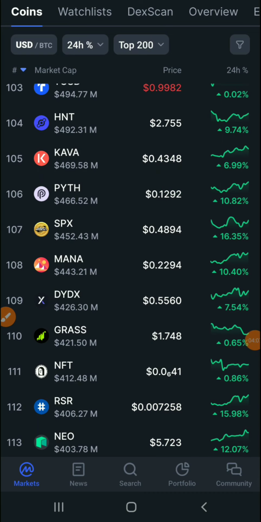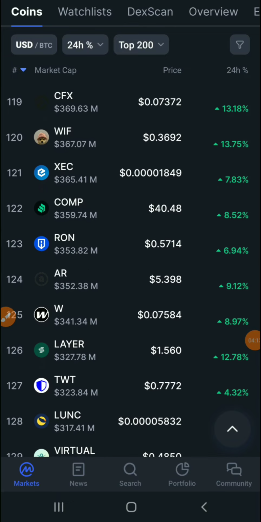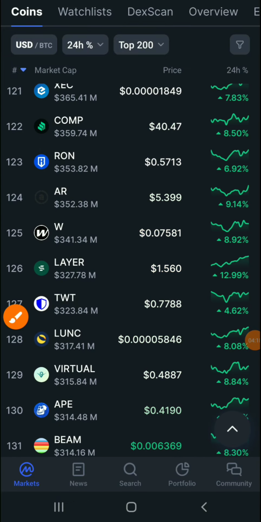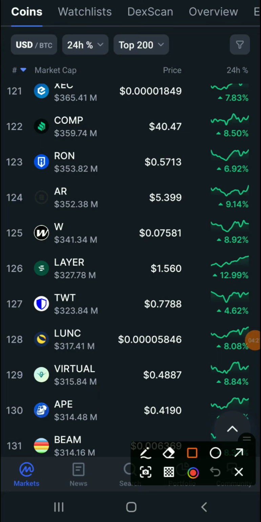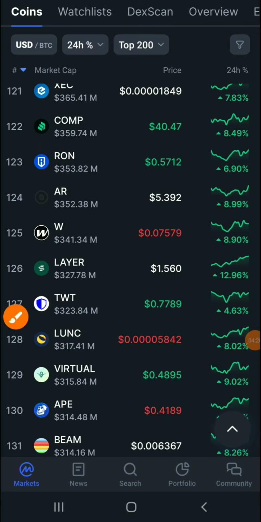So you can search for any coin of your choice that will work for you. Let me go with this TWT. I think this is Trust Wallet Token, right? Over here, right? Let me just click on it and see if we can find any arbitrage opportunity.